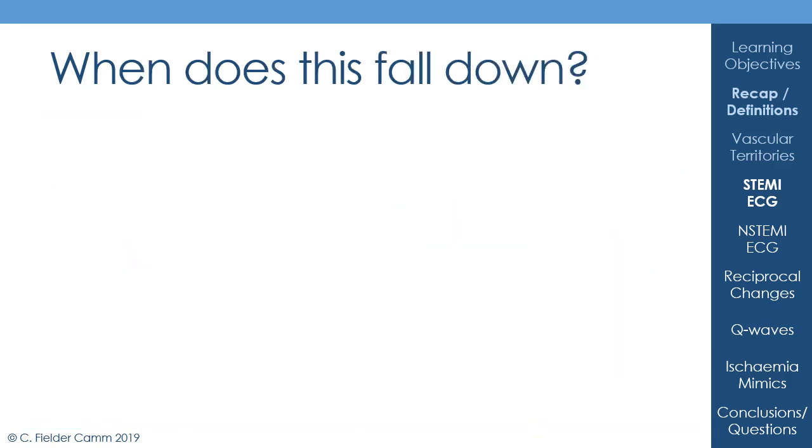So when does it fall down? I think the key thing that I want to get across in this slide is the idea that there are some other situations, other ECG cases where there's no acute pathology necessarily going on, but there may be ST elevation. This is particularly seen in left bundle branch block, where ST elevation is the norm.